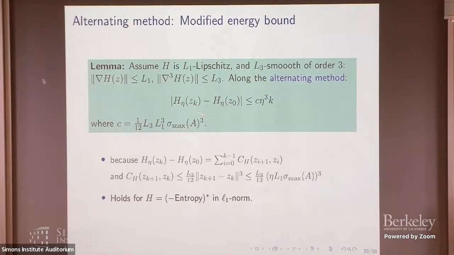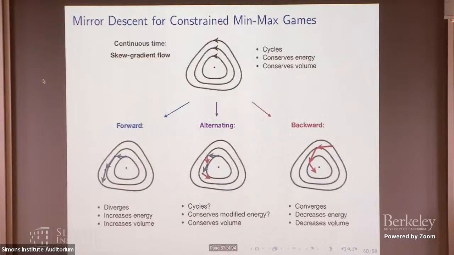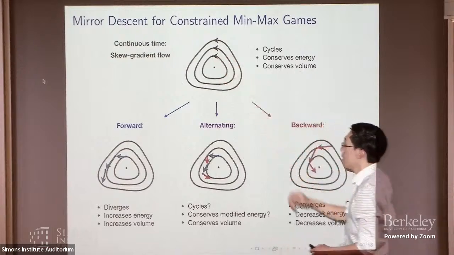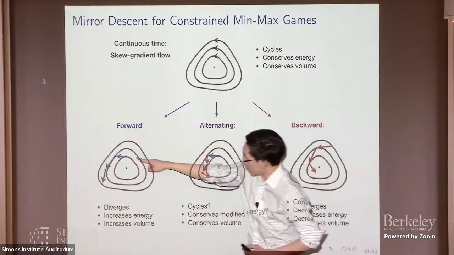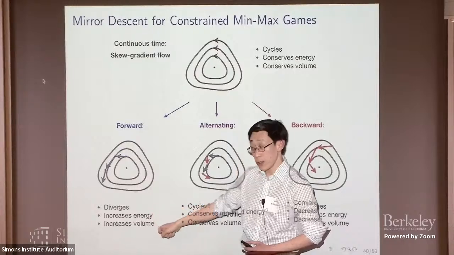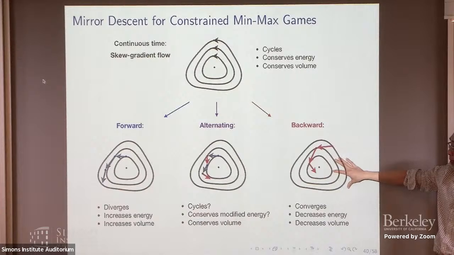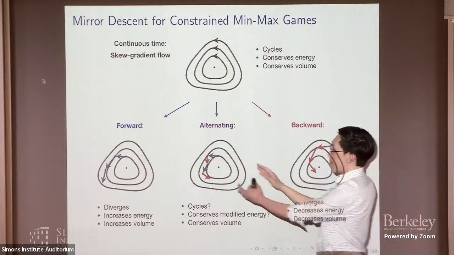Okay, so this is not very satisfactory because there is still this linear dependence on iteration. But let's see what we can say with this in terms of regret. But here's a quick summary of what we have seen so far. In contrast to the optimization setting, the game setting is more interesting, perhaps, because in continuous time we have this perfect cycle. In discrete time, we can either diverge, right, increases energy, increases volume, or we can converge, decreases energy and volume, but this is implicit. Or there is anything in between.